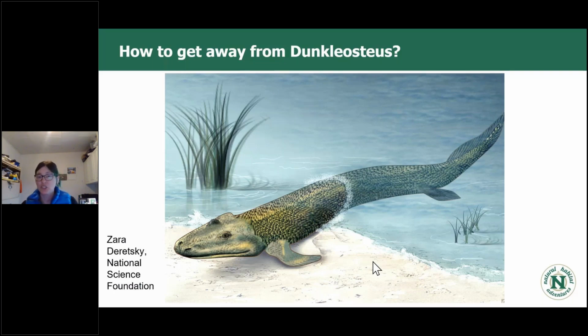Tiktaalik is actually an Inuktitut word. This animal was found up in northern Canada, and the name means large freshwater fish. You may also see animals like this referred to as fishopods because they are kind of one of those in-between groups between the fish and the tetrapods, not really one or the other. They didn't do well on land. They couldn't walk, but they could support themselves. And they were likely comfortable in the water as well.